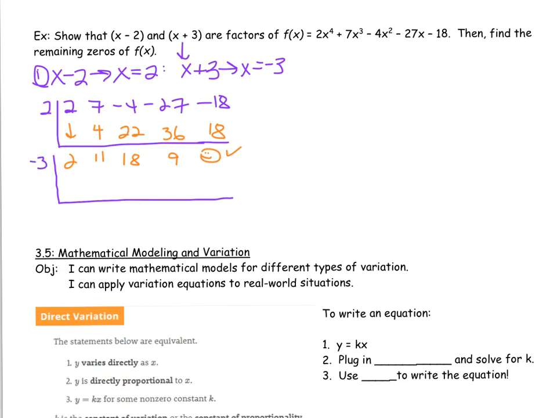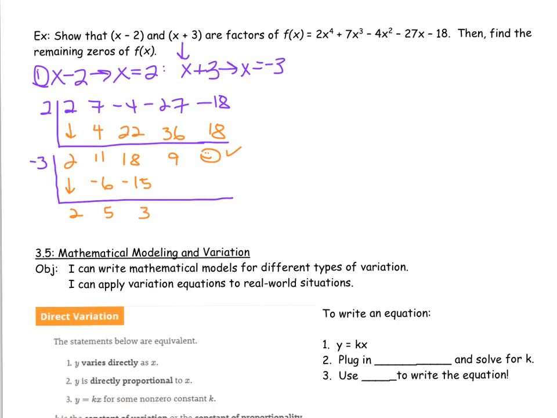And repeat the process again. We'll drop down that lead coefficient of 2, multiply that to the outside, the negative 3, we'd get negative 6. 11 plus negative 6 is positive 5, times the negative 3 on the left, negative 15. 18 plus negative 15 is positive 3.